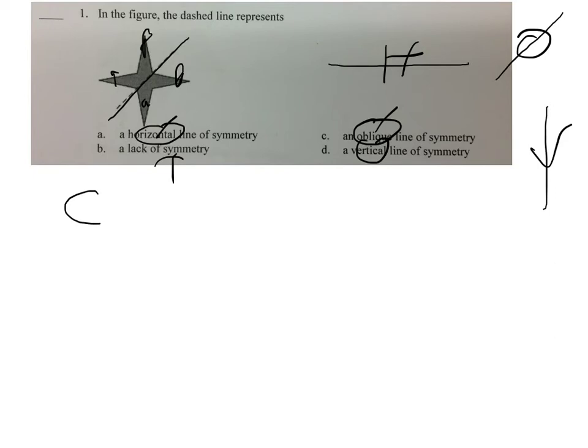Now if you look at the same one, if the dashed line would have been like that, that would have been horizontal. If you come straight up and down, then your line of symmetry would have been vertical. Okay, so let's look at another example.